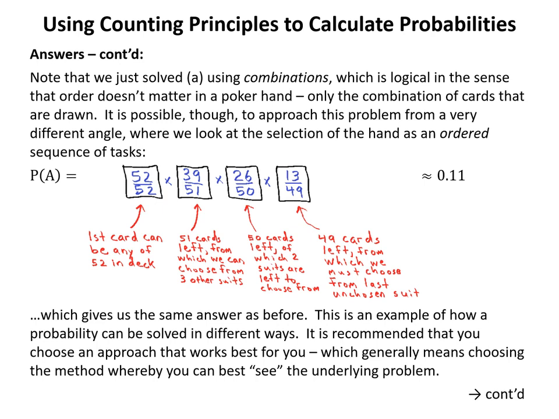event A to happen. So the answer ends up being the product of those 4 probabilities, which works out to give us the same answer that we got doing it the first way, and that rounds to approximately 0.11. So we get the same answer as before, and this is an example of how a probability can be solved in different ways. And this is a very common theme in probability, actually. Now, it's recommended that you choose an approach that works best for you. In other words, that generally means choosing the method whereby you can best see the underlying problem for yourself and therefore work towards getting the correct answer.